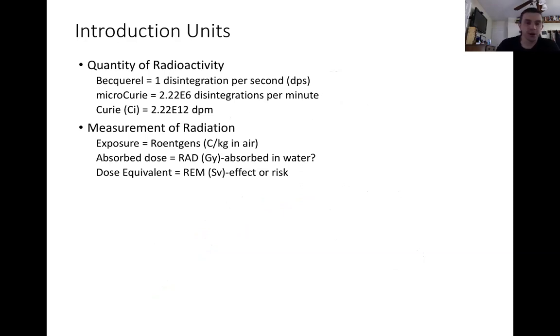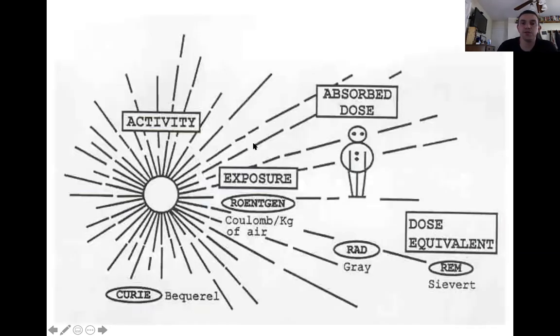We also talk about the different types of measurements you can take in radiation. Remember this graphic: you have a source that has a certain activity. That activity gives off radiation that then ionizes air, and that's known as exposure. You can measure the exposure.